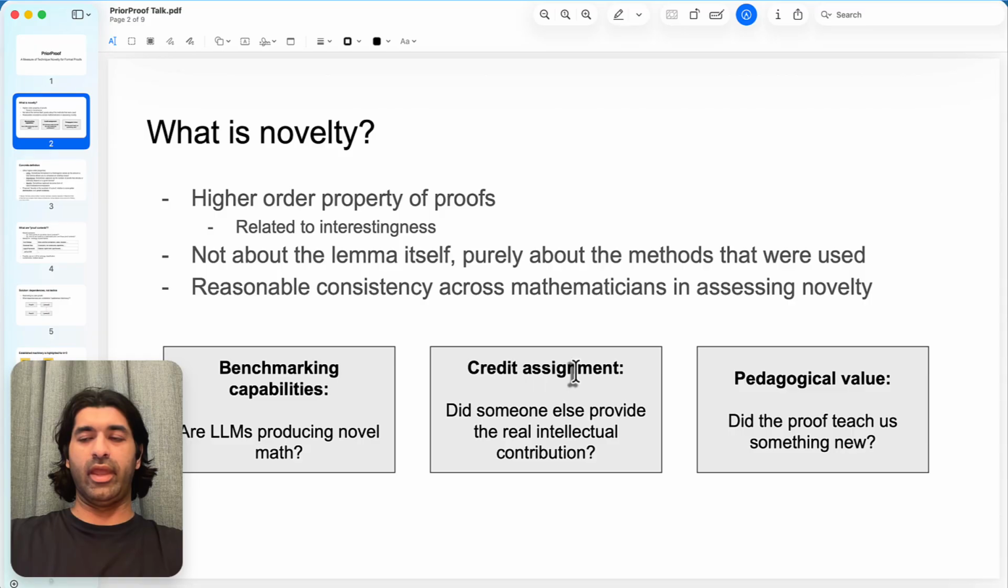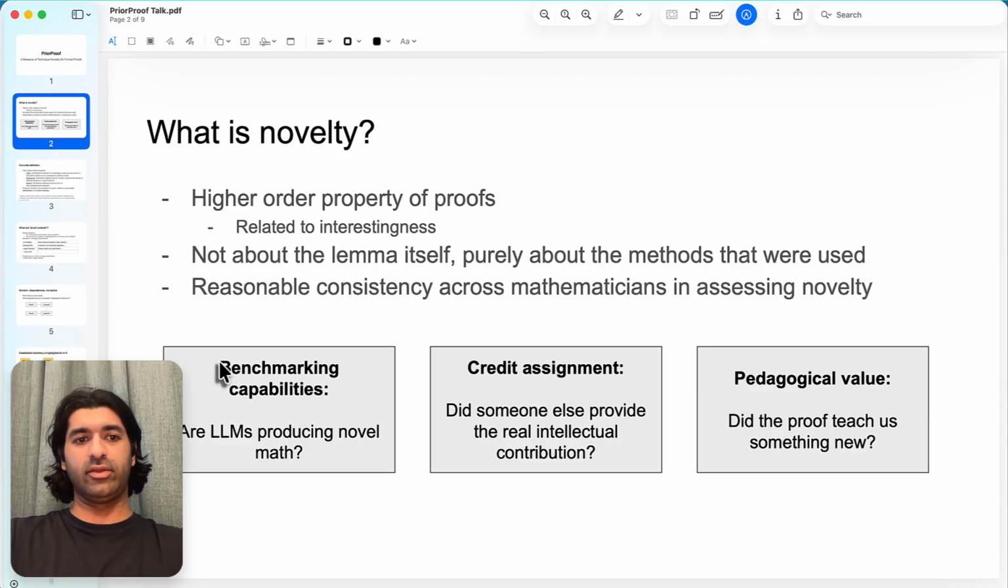For example, a widely considered novel proof is Euler's proof that there were infinitely many primes. We already knew that that statement was true based on the prime number theorem, but Euler was connecting number theory to analysis in a way that had never been done before. So that proof is considered to be novel. It's about the actual methods that are used. And if you ask a bunch of mathematicians whether a particular proof is novel, there is some disagreement, but for the most part, they tend to agree. So this is something that's real, that's probably worth measuring.